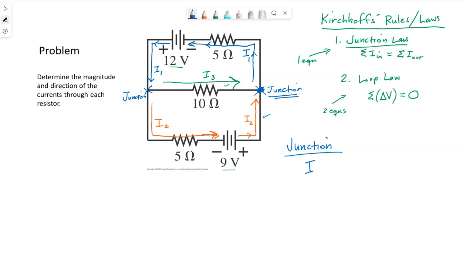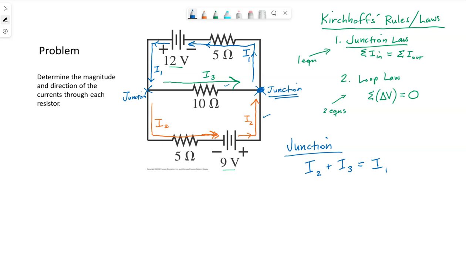So my equation would be I2 plus I3. Those two currents are coming towards the junction. They have to equal the currents flowing out. In this case, we only have I1 flowing out of the junction. So we have an equation here that relates the current values.